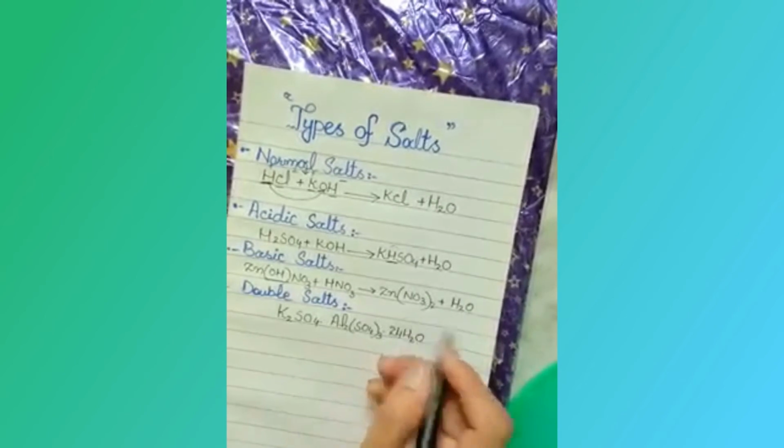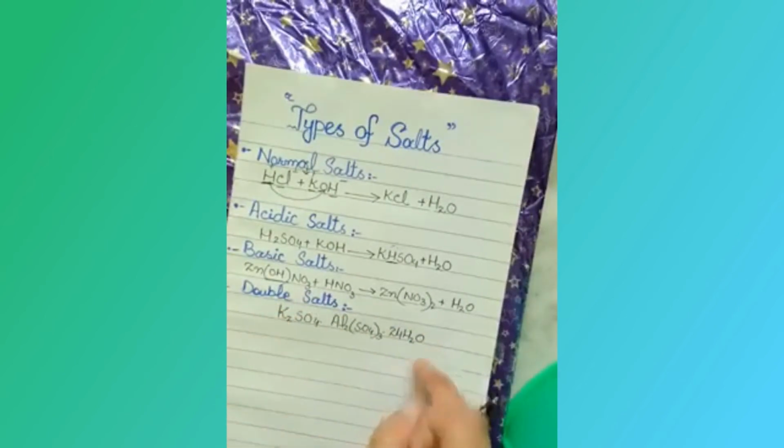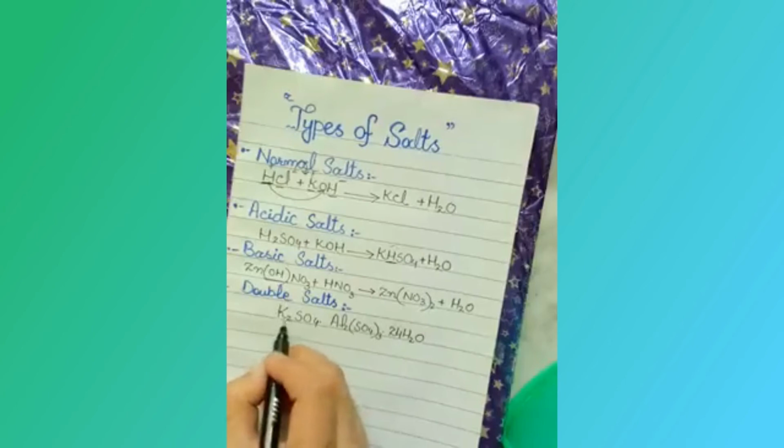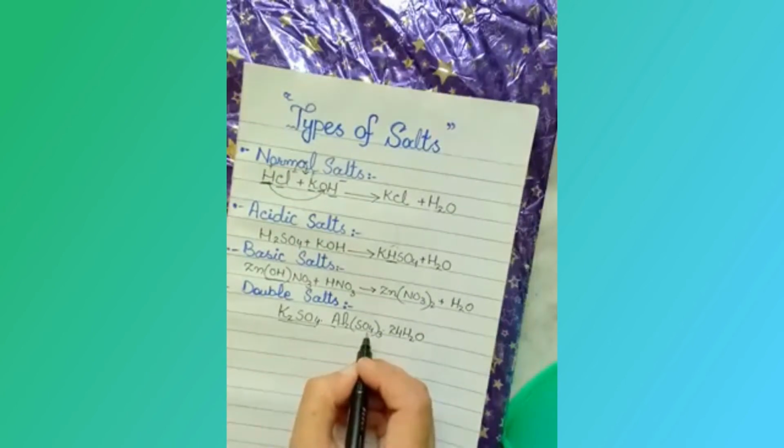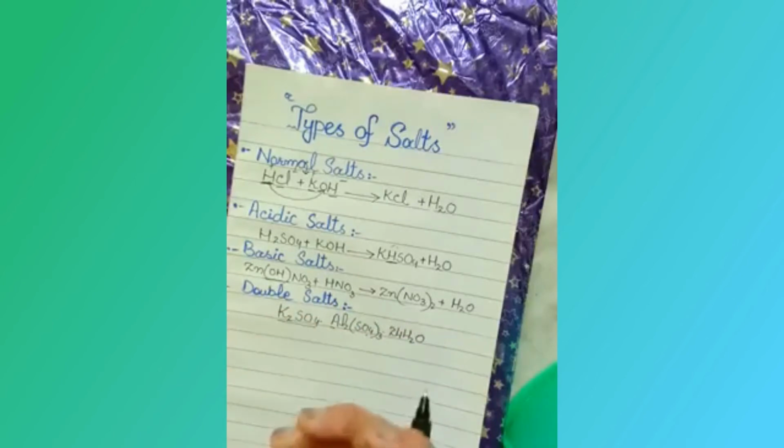If you see, this whole double salt is the combination of two salts. One is potassium sulfate while the other one is aluminium sulfate. So both of them combine together to form potash alum.